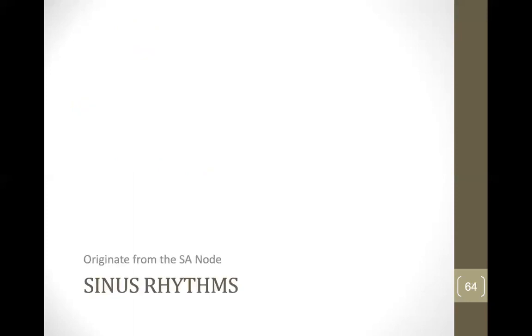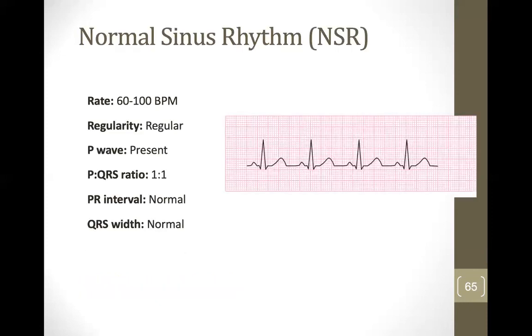So we want to check to find out if our heart rhythms are starting where they're supposed to start, which is the sinoatrial node. So these are ones that would be considered sinus rhythms. Sinus means it's starting from the sinoatrial node, the SA node. How do we know if that's happening? Well, a normal sinus rhythm, normal is going to give us our speed, right? So the rate was between 60 to 100 beats per minute. When we look at it, it was regular.